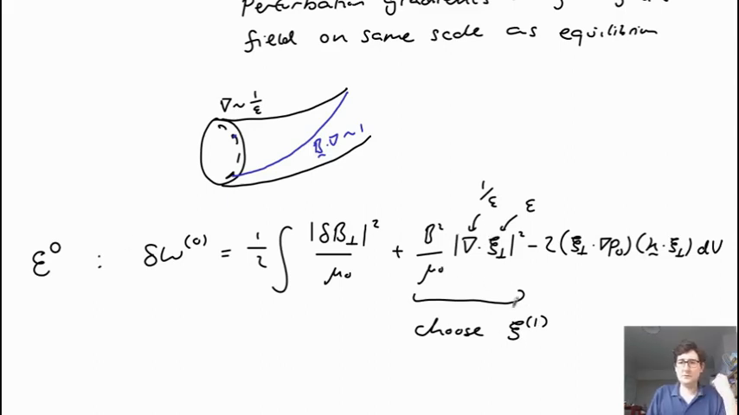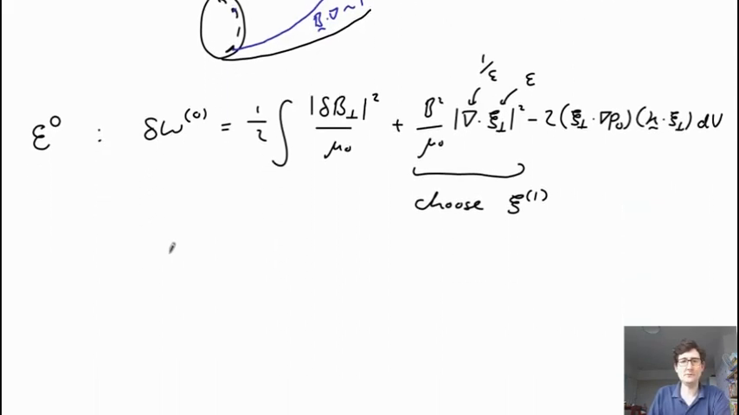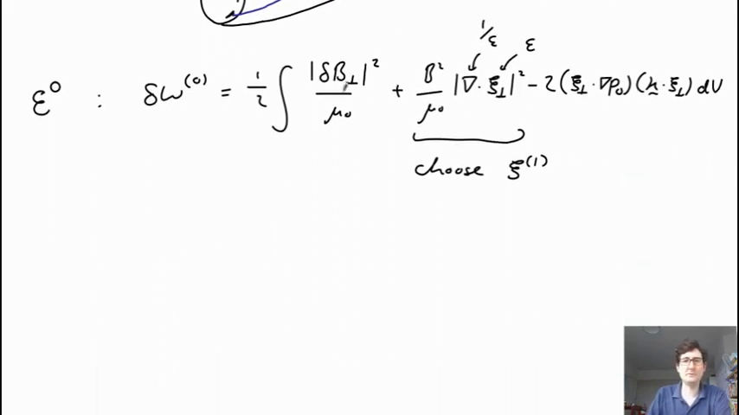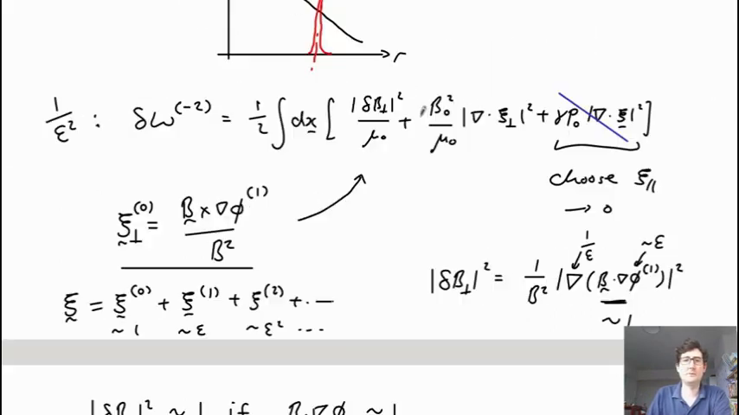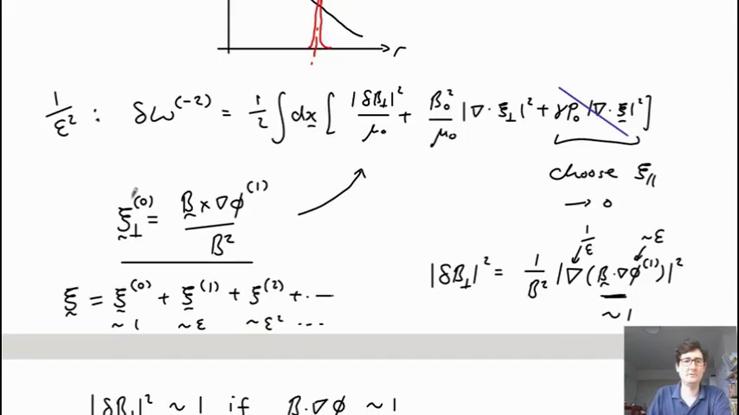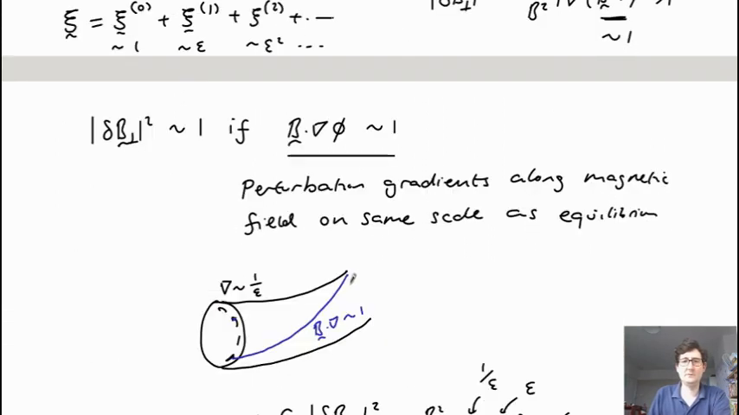Having chosen psi 1 for the perturbation to cancel this one, we are just left with these two terms here, the field line bending term and the pressure drive term. I'll write out what these are, substituting the expression for delta B perp and the expression for psi perp that we had previously up here. So we'll put the 0th order perturbation into this equation.